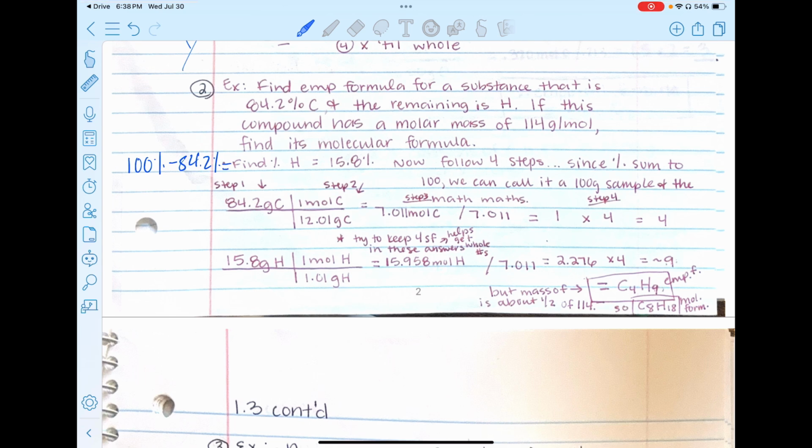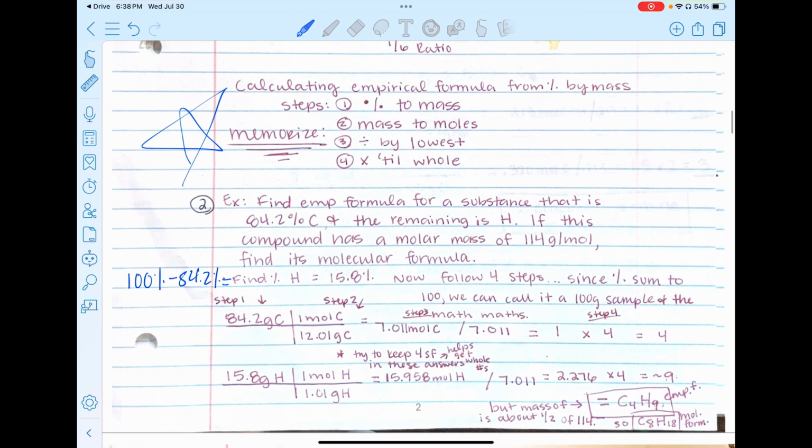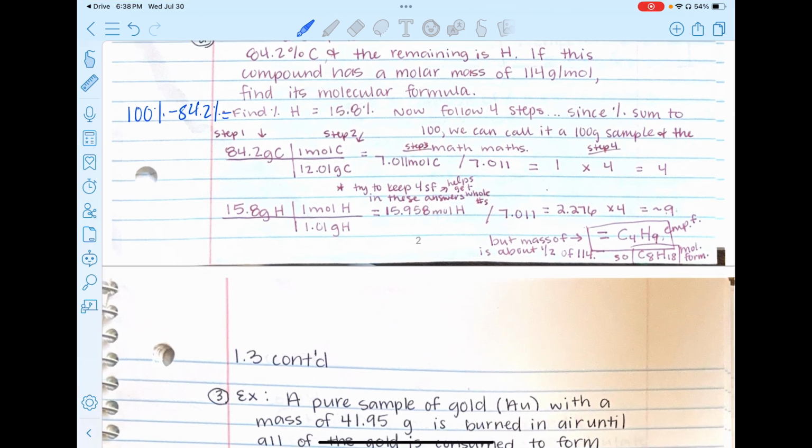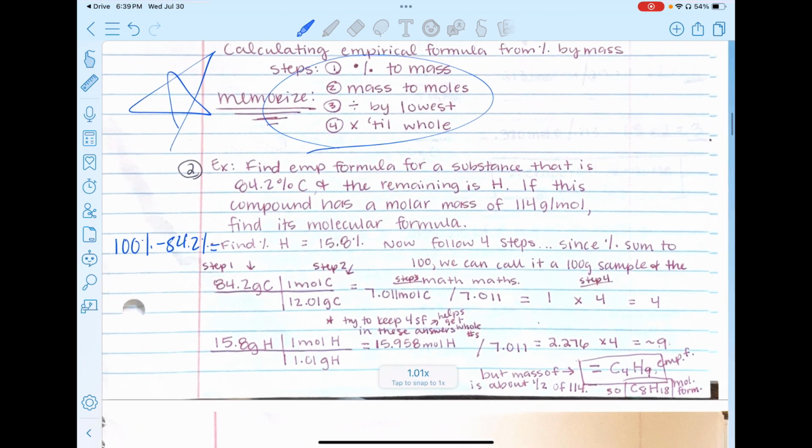Now, we've got to have that percentage of each different element first in order to go through those 4 steps we just discussed for finding an empirical formula. We've got to have that information first. So now we've got our 2 percentages, now we're ready to rock and roll. So we're going to start with carbon, go through the 4 steps. Start with hydrogen, go through the 4 steps. All right, so carbon. We are going to start with percent to mass.